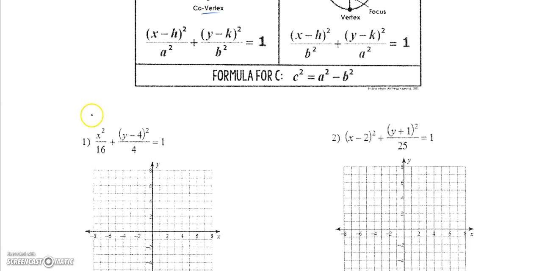Okay, but first let's look at standard form. This is standard form of an ellipse. The characteristics that make the standard form, and this is very important: first, I need a plus sign here. I need two squared values. And I need equal to 1. That tells me this is an ellipse in standard form. Once it's in standard form, it becomes pretty easy to graph.